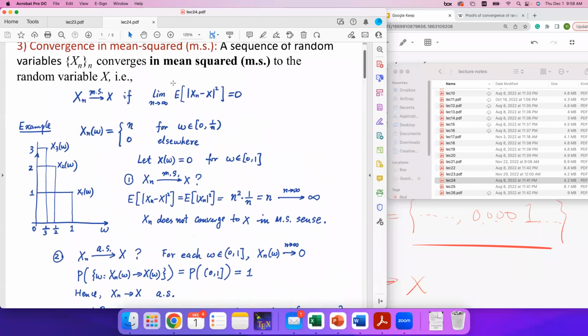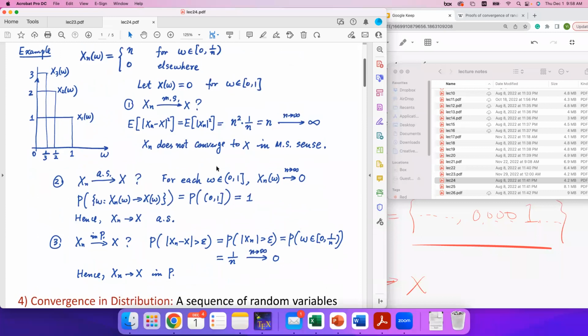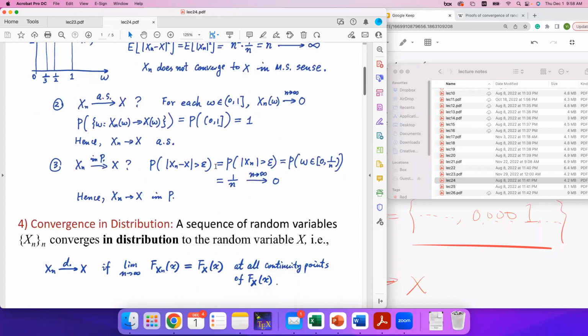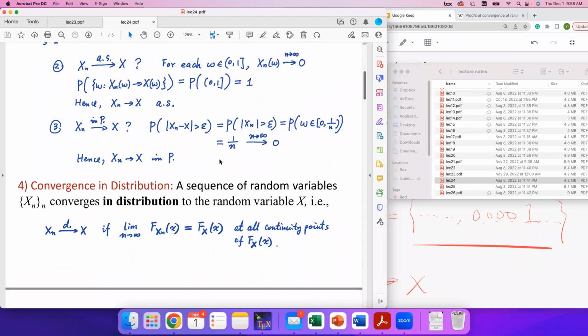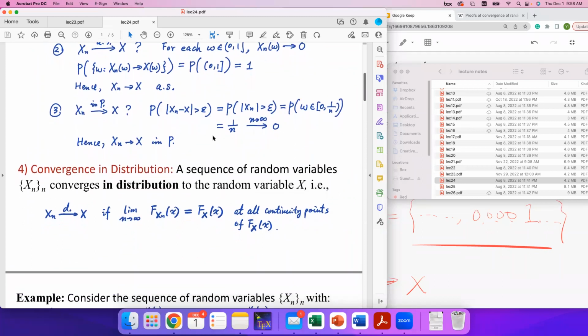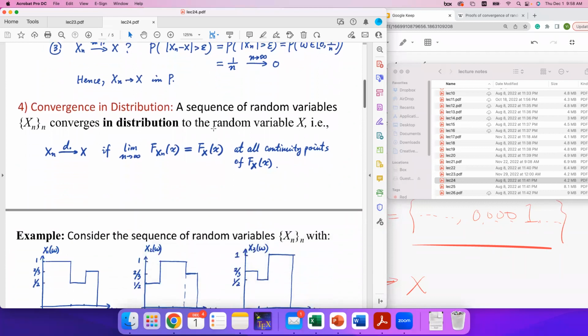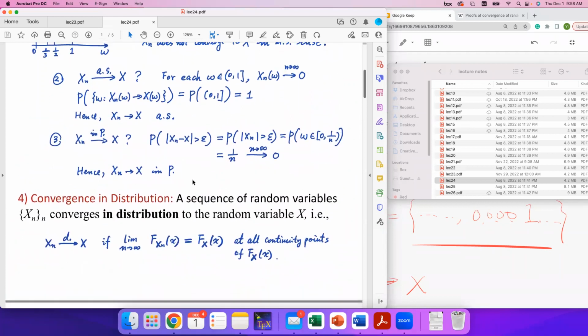Okay, so this is the mean square convergence. You follow this definition, you evaluate this mean for the nth random variable and push it to the limit. Now the last one is called convergence in distribution. It's a very weak type of convergence. So we call Xn goes to X in distribution, with notation D, if the following holds.